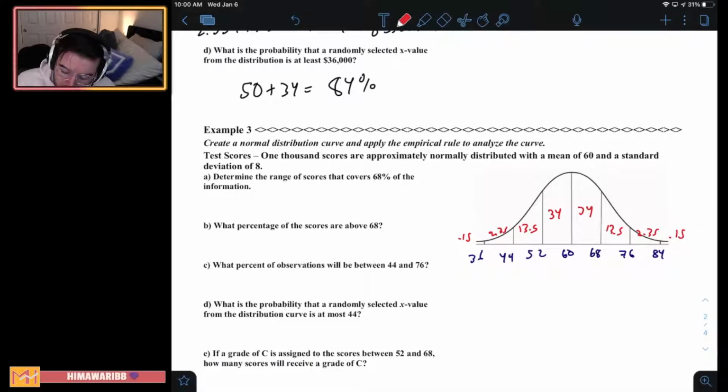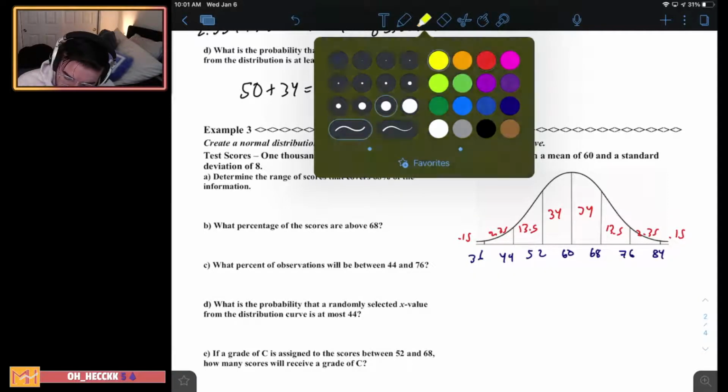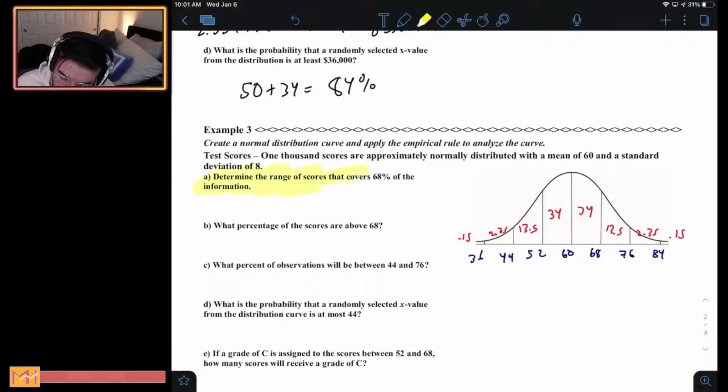So, determine the range of scores that covers 68% of the information. Let's make that question number 1. Boom. Popping up on screen, 68% of the data is between what number and what number? Probably a multiple choice option. All right, so you answered the question. 68% of the data lies between 52 and 68.